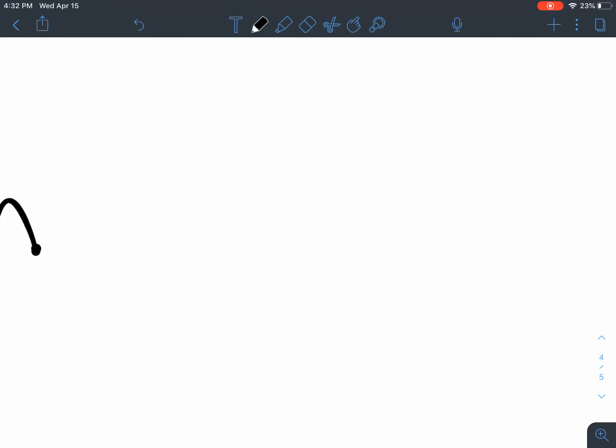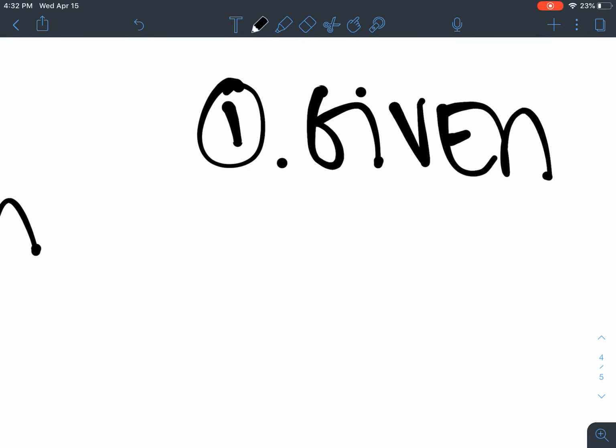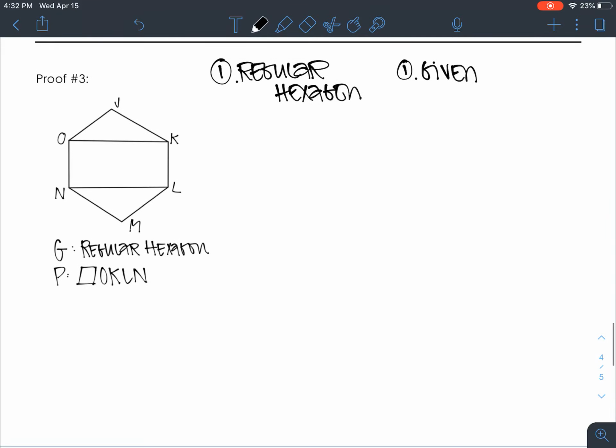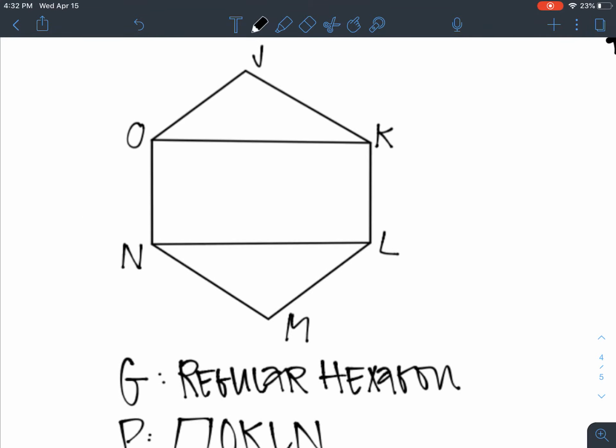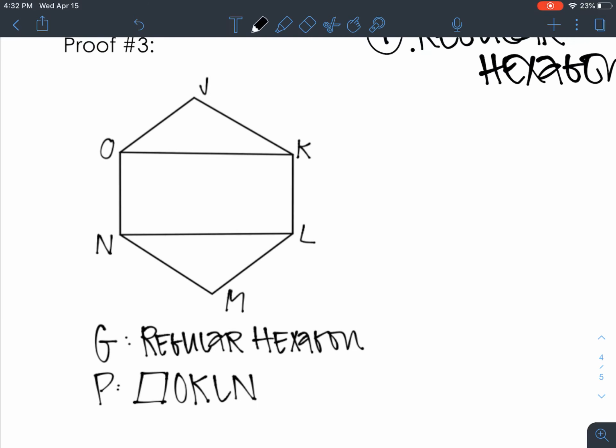Okay, so a regular hexagon, and that's our given information. There's a key word in that given, and that's regular. We've talked about regular before, and what regular means is it's equilateral and equiangular, which means every single angle is congruent and every single side is congruent. So what we're trying to prove, essentially, is that this is a parallelogram, which means we have to use one of those 5 methods.